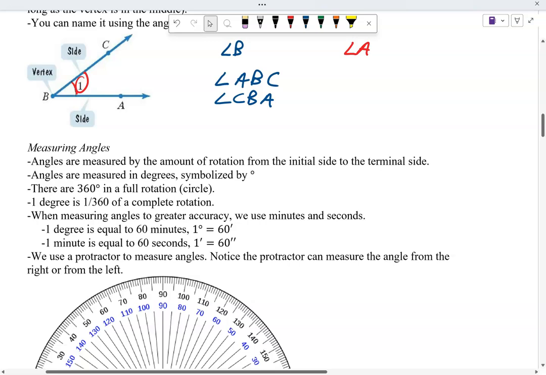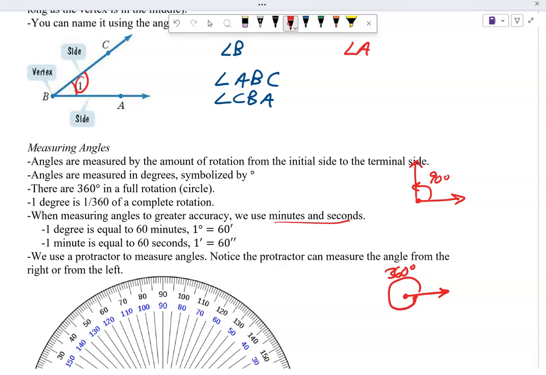So how are angles measured? It's the measurement from your initial side to your terminal side, however far that is, maybe 90 degrees. The degree term is 360. It takes 360 degrees to go all the way around, right? All the way around, one complete rotation. So 1 degree is just 1/360th of that. We'll get into minutes and seconds later. That's just a more precise way to get into degrees, okay?